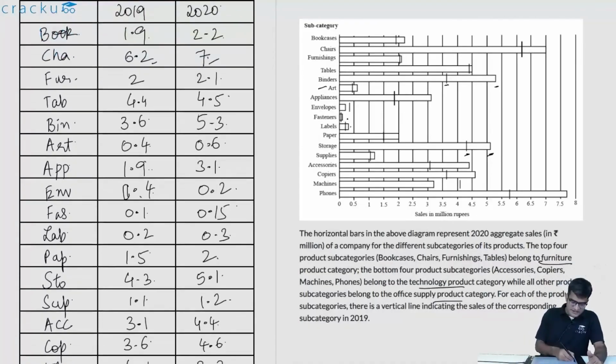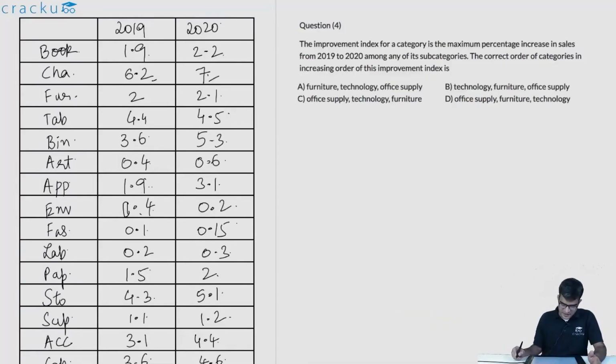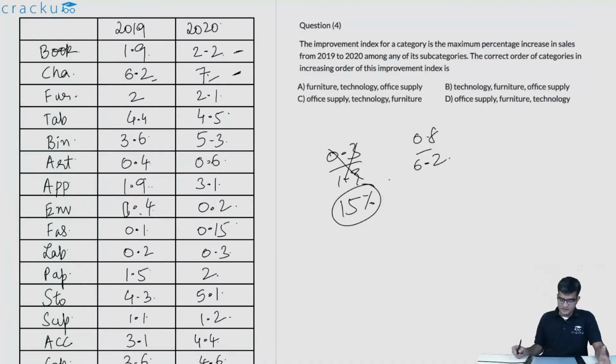So amongst the subcategory of furniture, which of them had the highest percentage increase? The highest percentage increase is either books or charts. For the remaining two, furnishings and tables, the increase is quite minimal. And amongst these two, you have to basically calculate whether 0.3 by 1.9 is greater or 0.8 by 6.2 is greater. You can actually calculate it. This will come to approximately 15%. So this will be greater.